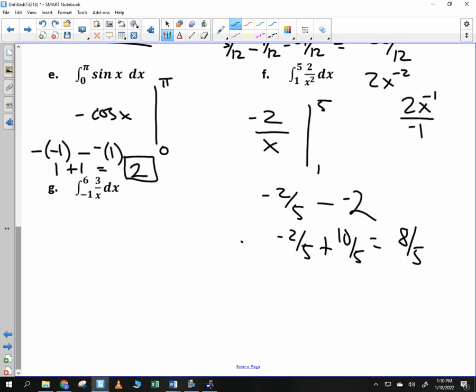Where is this function undefined? At 0. Is 0 included in the interval of 1 to 5? No. Where is this function undefined? Is that included in the interval of negative 1 to 6? So therefore, you cannot do the fundamental theorem of calculus. The FTC does not apply. In order for the fundamental theorem of calculus to work, you have to have a function that's continuous over the entire interval. If it is not, then the method does not work. It doesn't mean we can't find the area, but we can't do it using that same piece. Good job. Take out your worksheet.